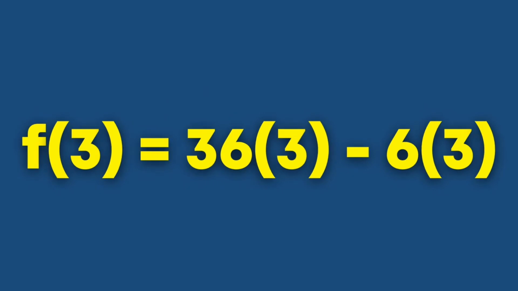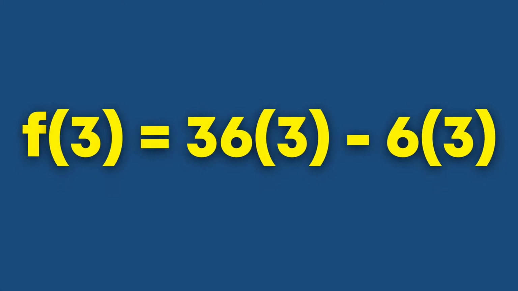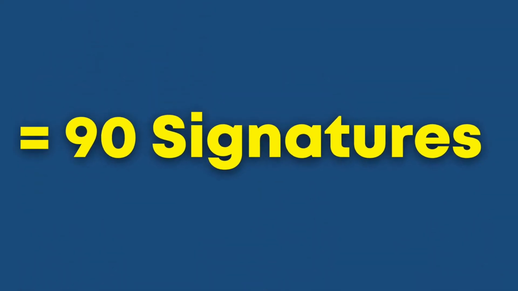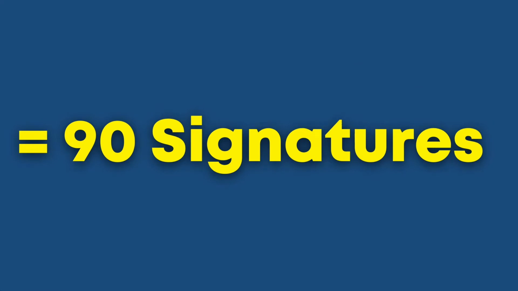With this, we can replace x with 3, leaving us with f(3) = 36 multiplied by 3 minus 6 multiplied by 3. We can now solve this. 36 multiplied by 3 is 108, and 6 multiplied by 3 is 18. For our last step, we will now subtract the remaining. 108 minus 18 is 90. Therefore, our final answer is 90 signatures.